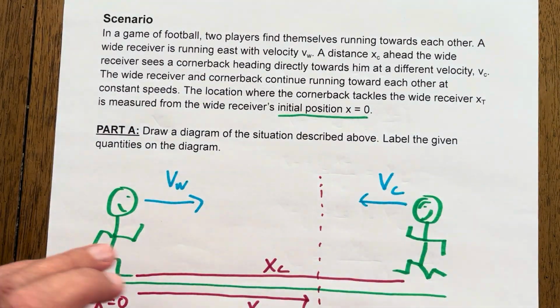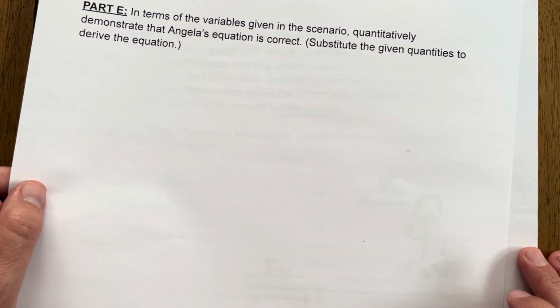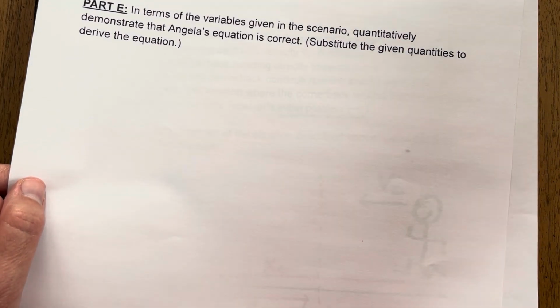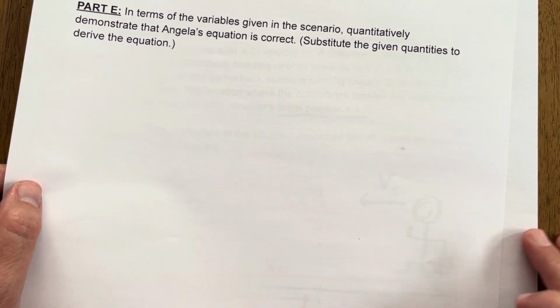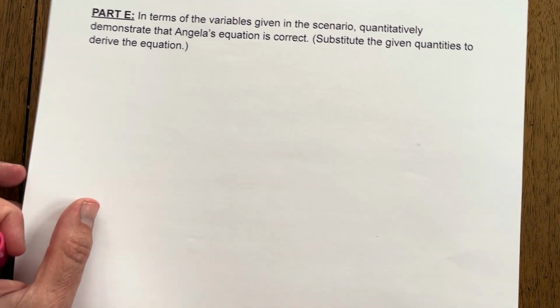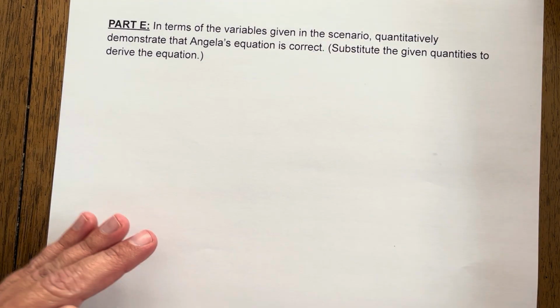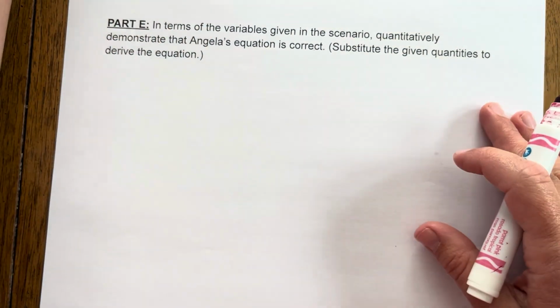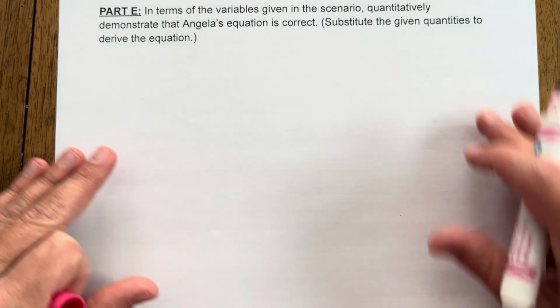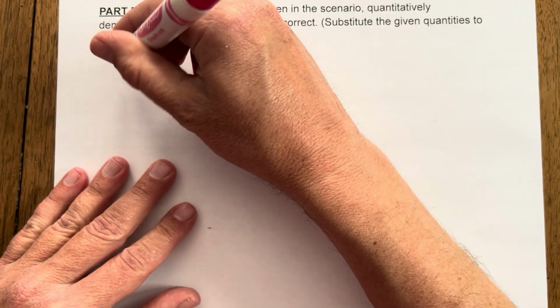Okay, last part here. It says, in terms of the variables given in the equation, quantitatively demonstrate that Angela's equation is correct here. Okay, so we need to show that Angela's equation is correct. So let's start to solve for this. So first off, let's look at where the position is going to be.